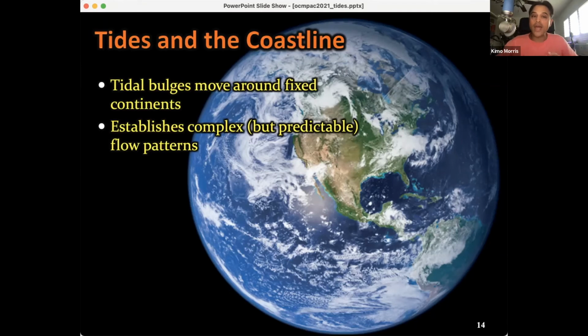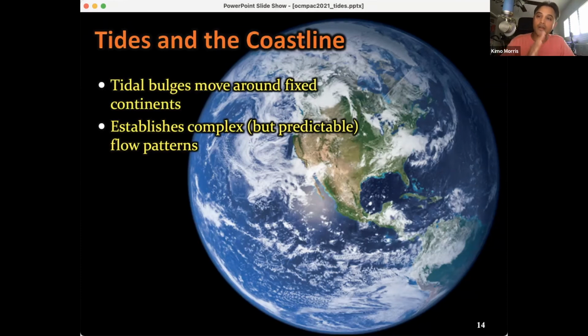And by the way, because we force water to move around coastlines that aren't even straight, oftentimes there's curvature to it, and we have inland areas, we have embayments, we have entrapped waterways. The tides affect all of that. If it's water, it's being affected by our tides.